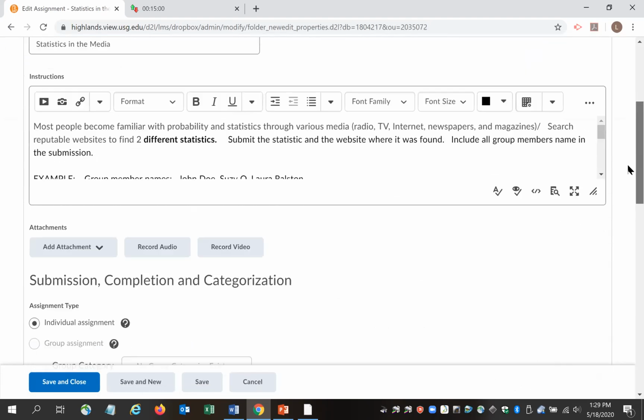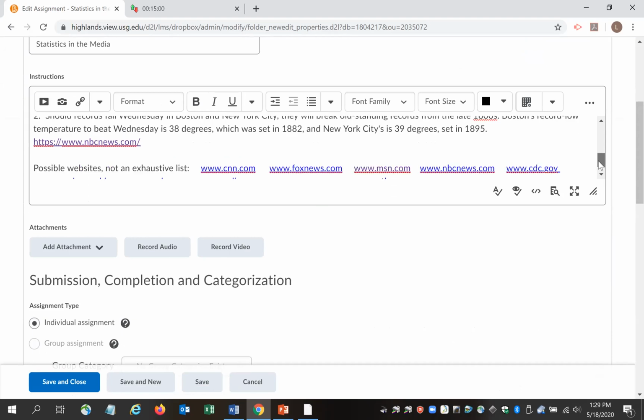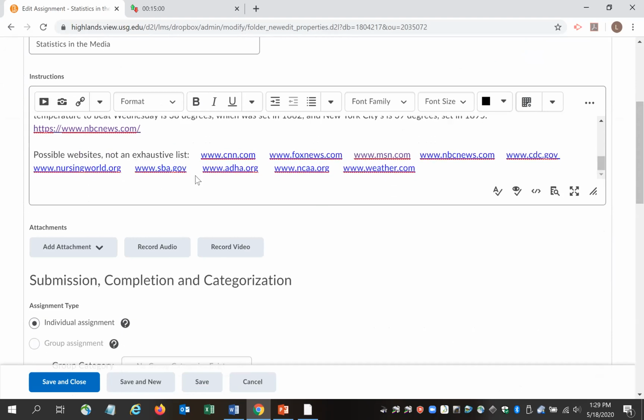And I listed for you some websites that you can use. This list by no means is exhaustive. Someone asked earlier, could you use Galileo? You may, but I've listed CNN, Fox News, MSN, NBC News, the CDC, Nursing World, Small Business Association, Association of Dental Hygiene, Weather, NCAA.org. So there's a variety, okay?